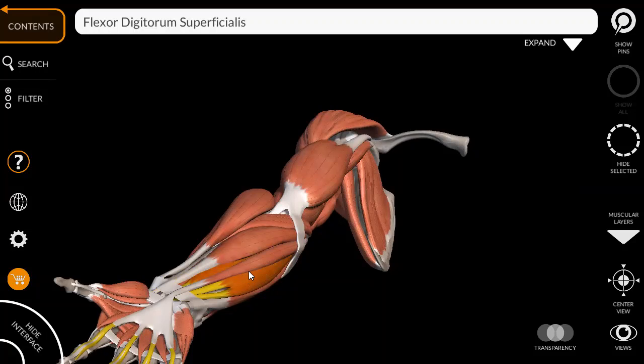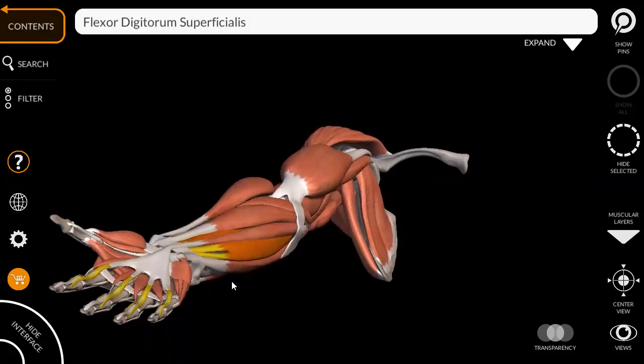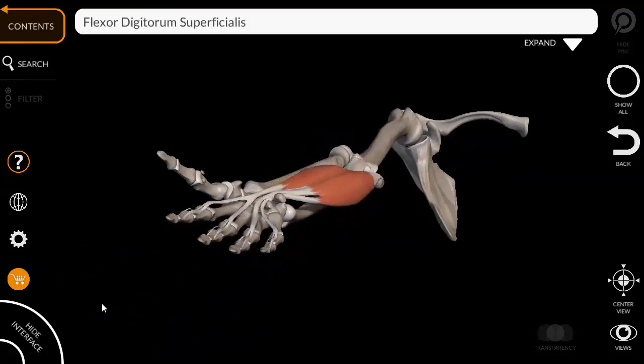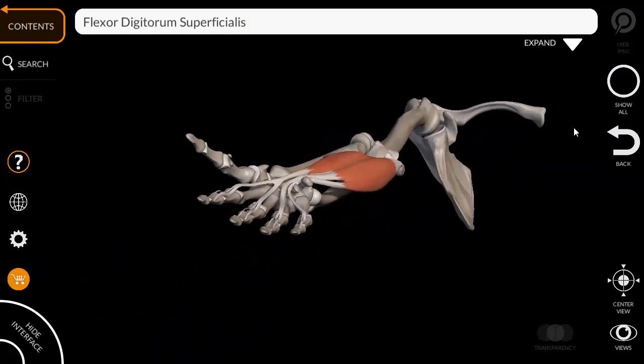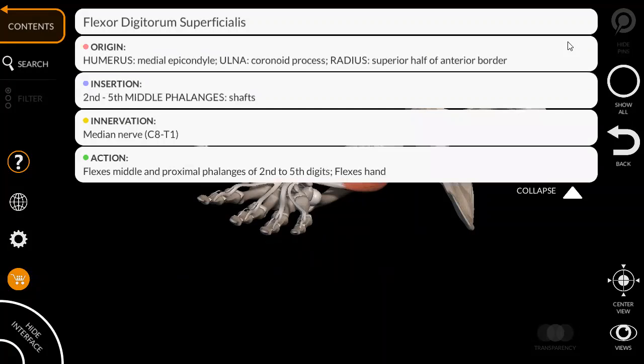And flexor digitorum superficialis. As it really says in the name, it flexes your fingers, superficially here. Okay, sorry. So it flexes the middle and proximal phalanges of the 2nd to 5th digits, and flexes the hand.